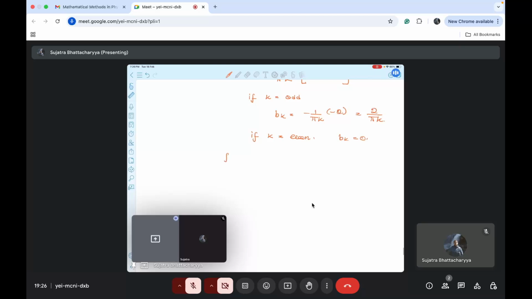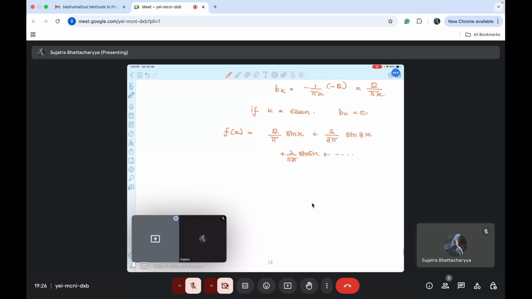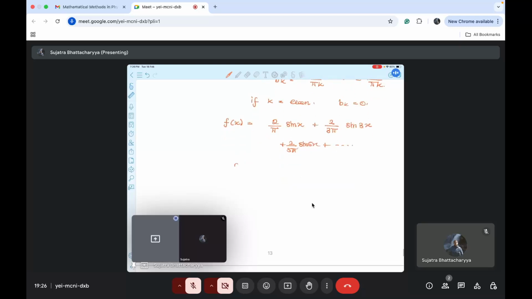So we can write this f of x as 2 by pi sin x plus 2 by 3 pi sin 3x and so on. You can write another term, 2 by 5 pi sin 5x, and so on. You can go ahead. All right. So now 0 to pi.